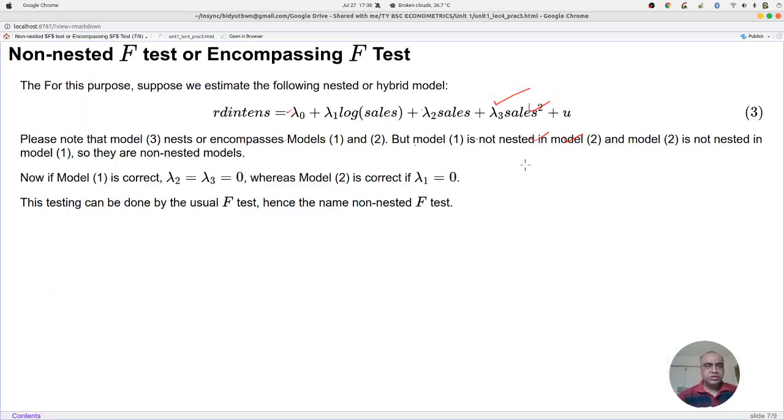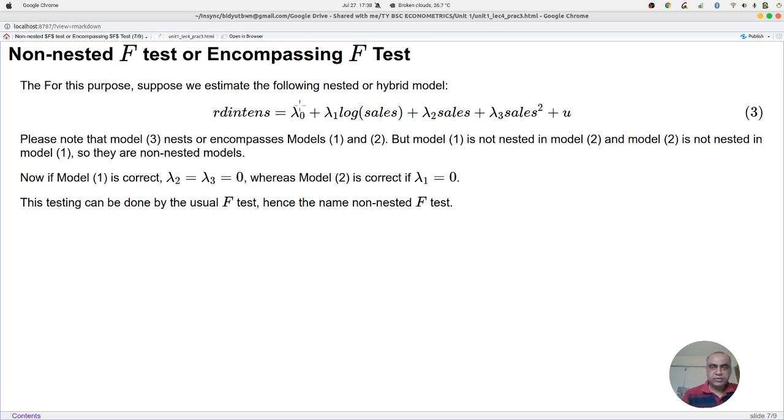So for the encompassing F test, what we will do is create a hybrid model that will host both model 1 and model 2. That means model 1 will be a nested model for the hybrid model, and model 2 will also be a nested model in hybrid model 3, but model 1 and model 2 are not nested with respect to each other.